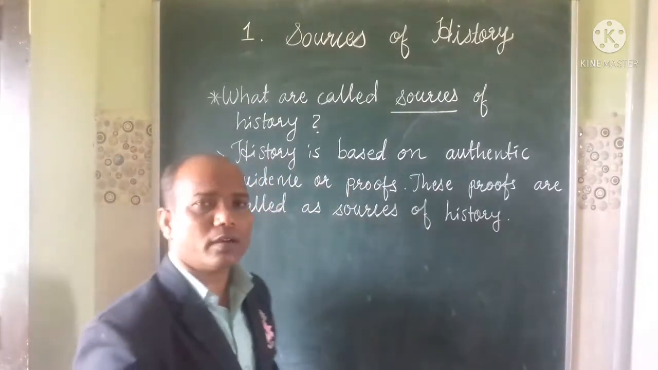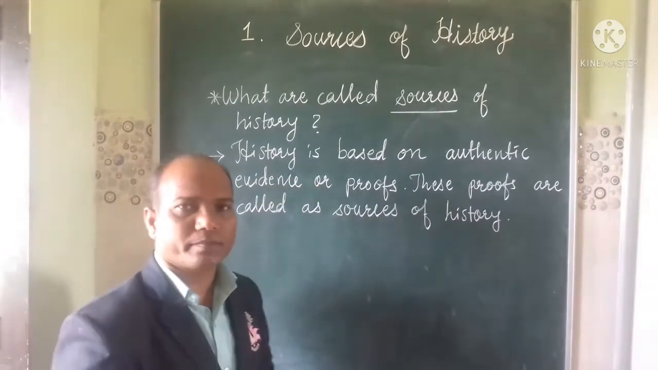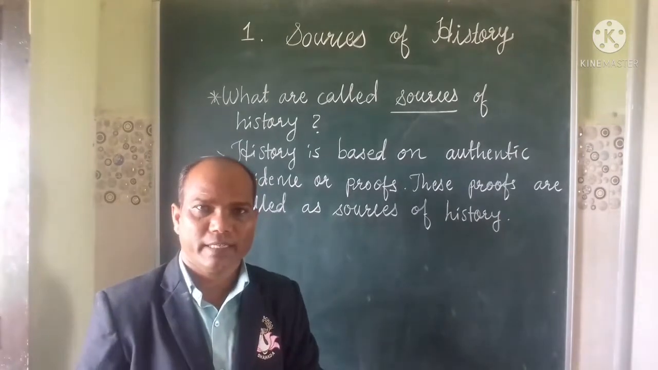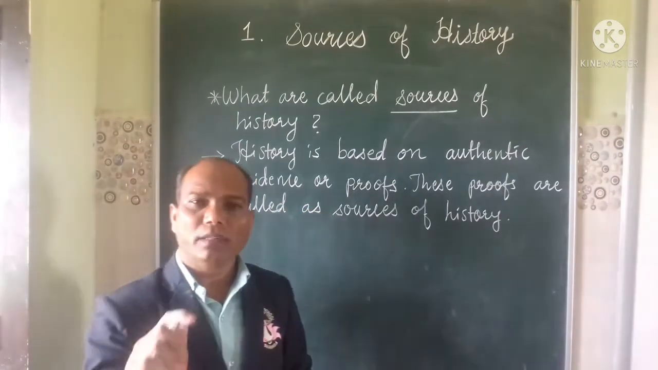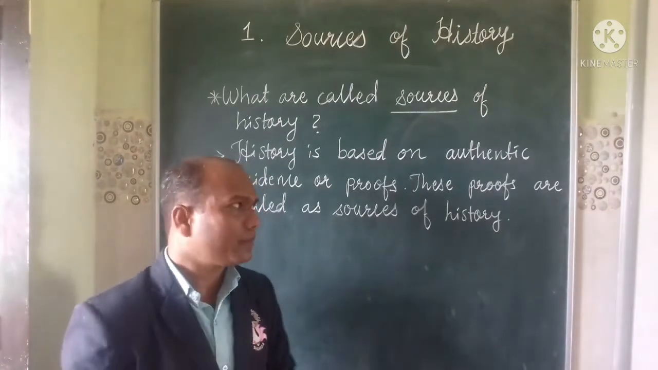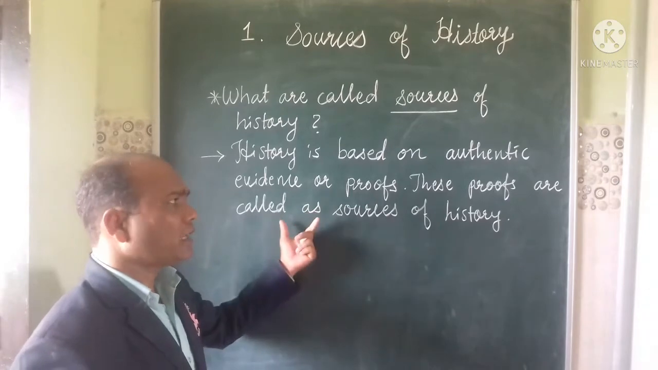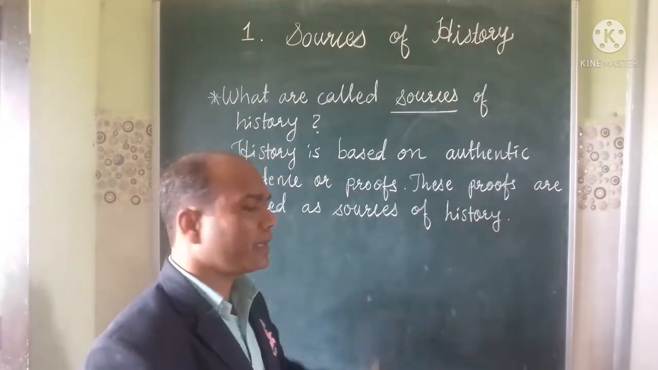History is based on authentic evidence or proofs. These proofs are called sources of history. History is based on the authentic. Authentic means real. Proofs or the evidences. Those proofs or evidences are nothing but the sources of history.